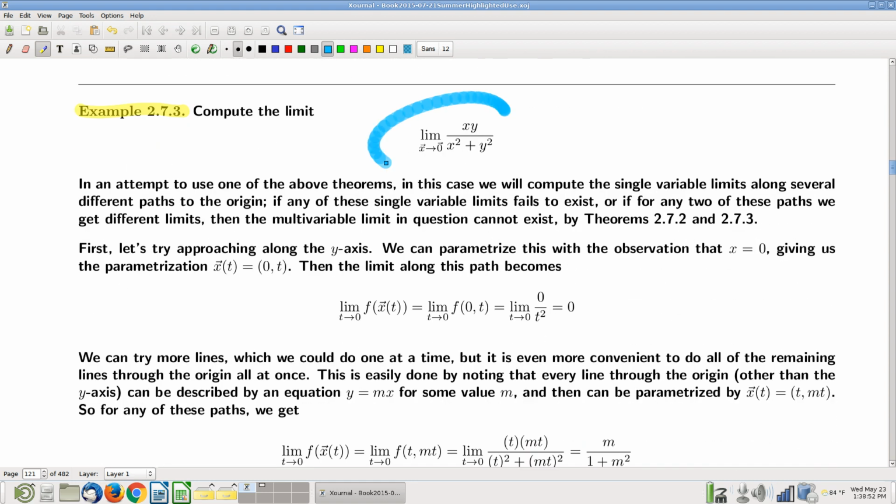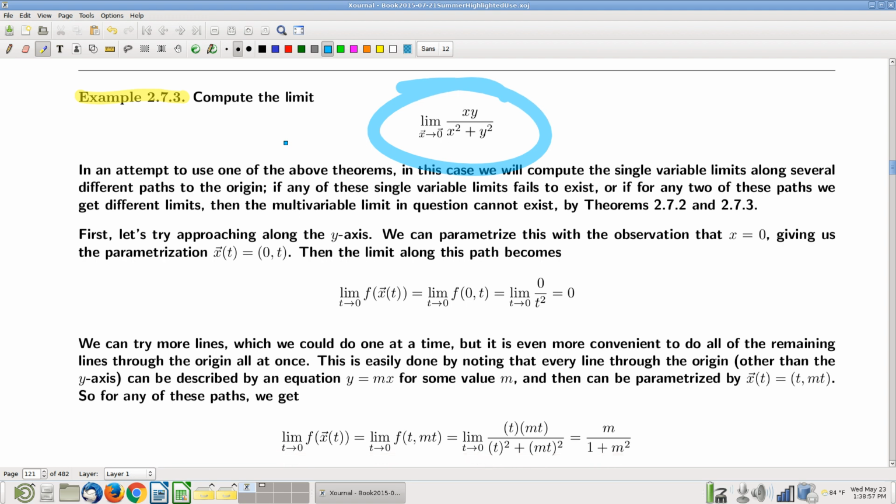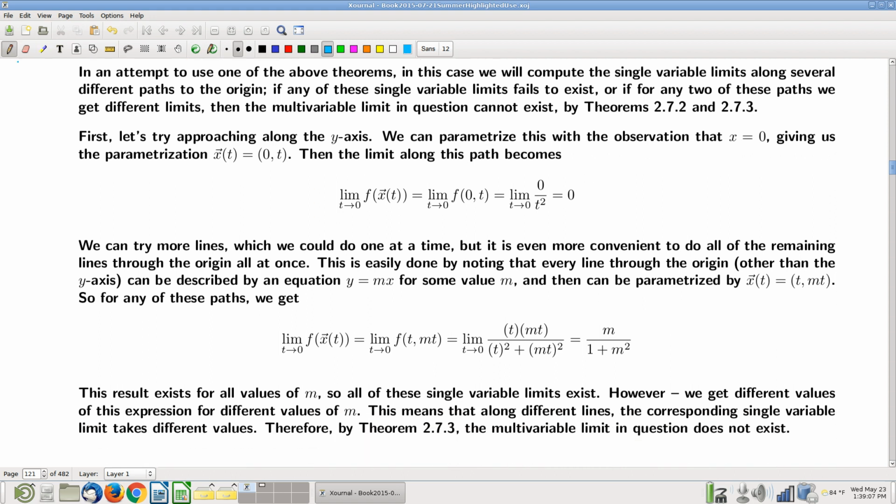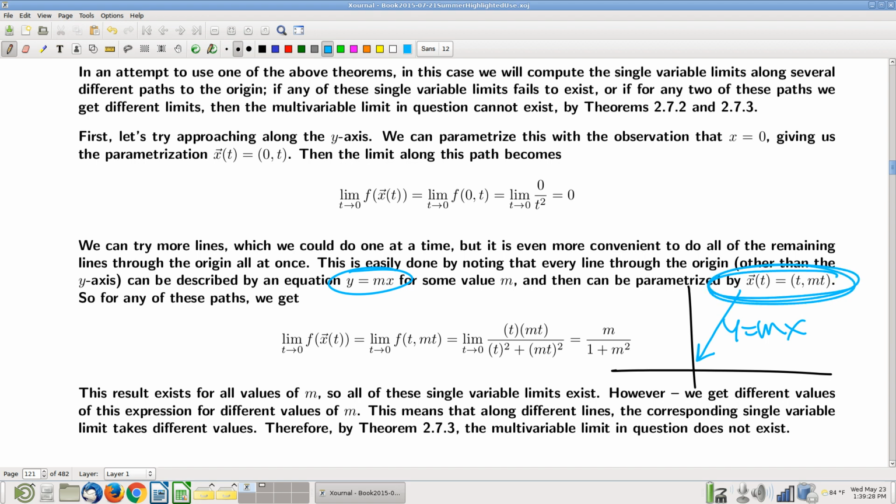Here's a multivariable limit. I'm going to start thinking about different paths. In the interest of time, I started off here by parameterizing just along the y-axis. I'm going to let you all read that part. I'm going to skip to where I do something more substantial down here. I'm going to approach along this straight line y equals mx. You can persuade yourself that if you're approaching along this line y equals mx, here is a parameterization of that path.